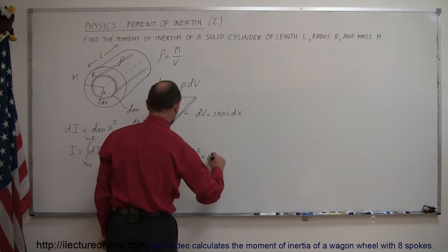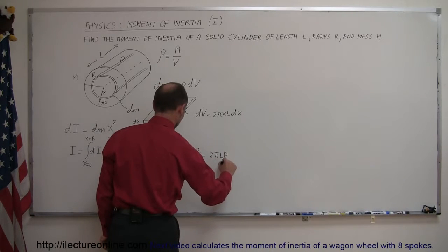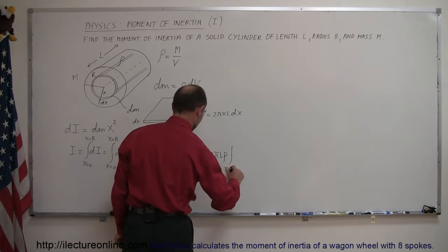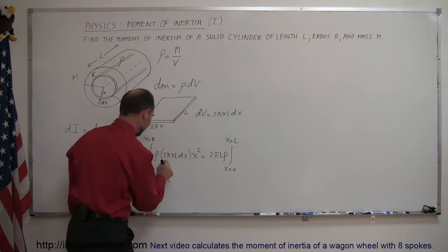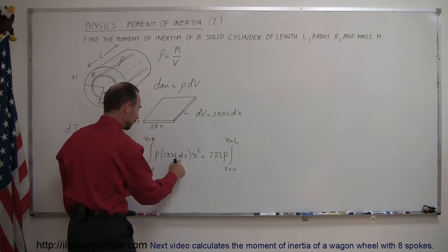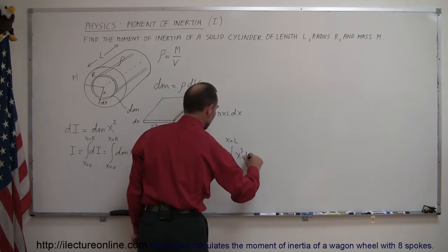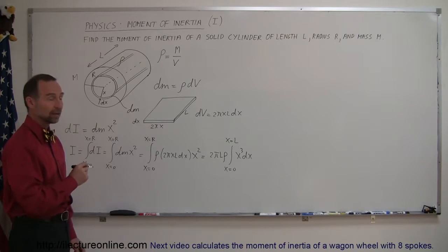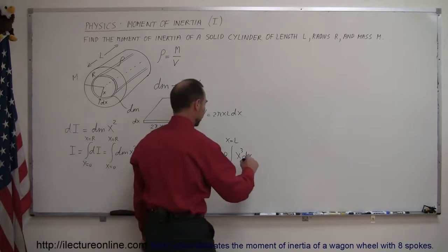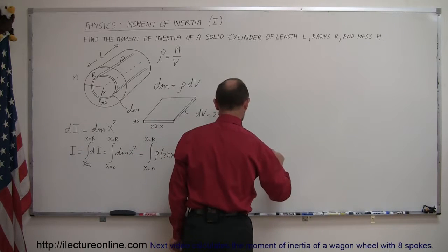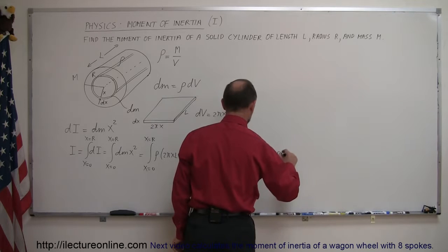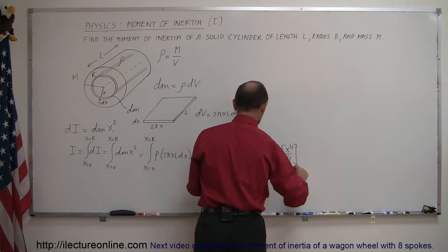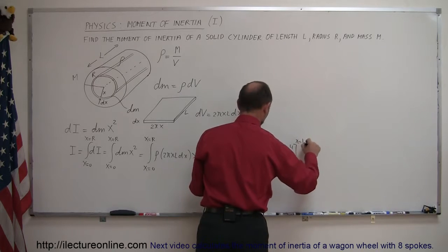So this is going to be equal to 2 pi L times rho out of the integral sign, times the integral from x equals 0 to x equals L. And what's left? We have an x here, we have an x squared there, and we have a dx. So that becomes x cubed dx. Now that we know how to integrate, because the integral of x cubed dx is simply x to the fourth over 4, this becomes equal to 2 pi L times the density times x to the fourth over 4, and we're going to evaluate that from x equals 0 to x equals L.